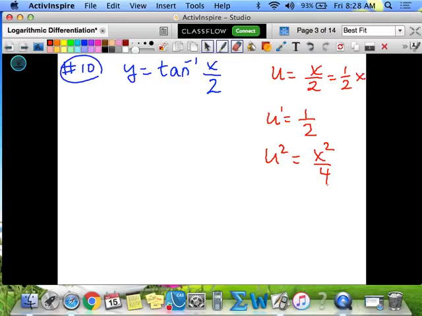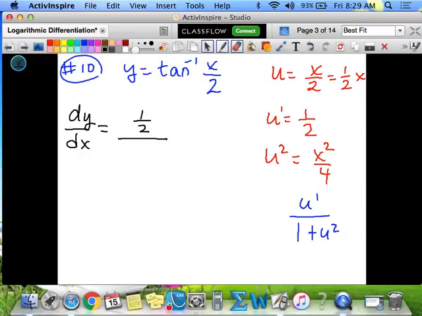You have to use it now in the formula, because our formula for arctan is u prime over 1 plus u squared. I was thinking we were using the normal tangent. No, because you see that pesky -1. It's terribly unfortunate notation, but that's what they chose. Alright, so we plug it in. Our derivative is u prime, which is 1/2, over 1 plus u squared.